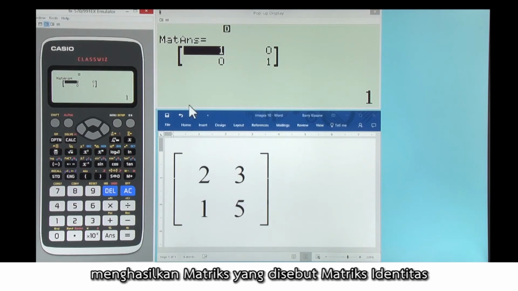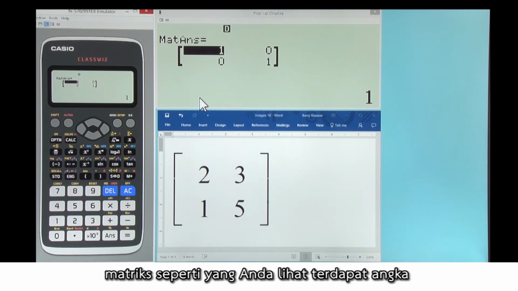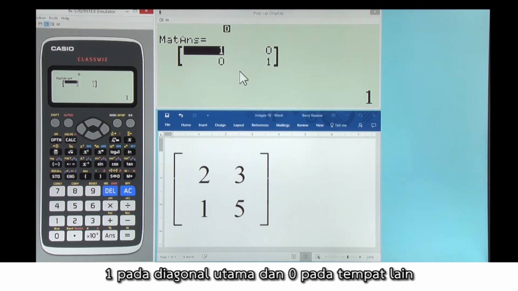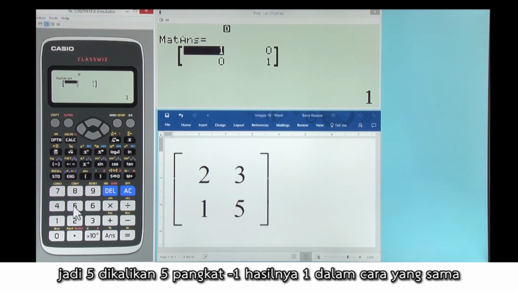This matrix is called an identity matrix. It's like the number 1 for the multiplication of real numbers. And as you can see, there are 1s in the diagonal and 0s everywhere else. Notice that the inverses of numbers work in a similar way. So 5 multiplied by 5 to the negative 1 gives 1 in the same kind of way.